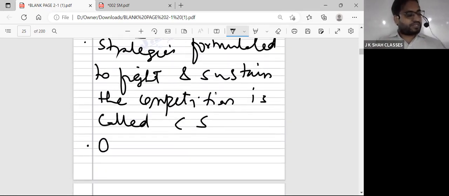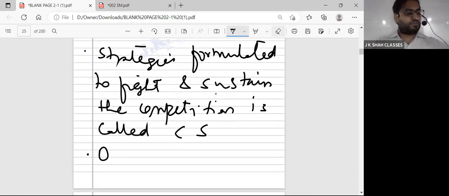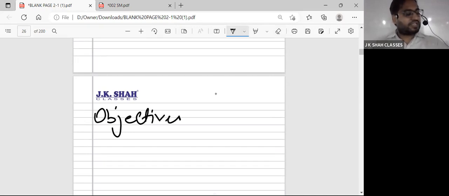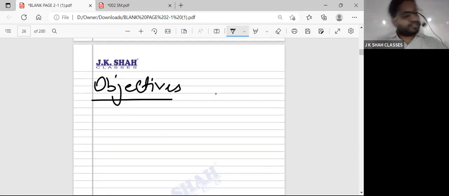What are the objectives of competitive strategy? Please help me. 3 points. Beat the competition, increase the market share, generate competitive advantage. You get 5 marks. It's done, finished. Now we'll just read whatever is there in our book to be very sure. I guess we have moves also. What moves you can undertake to achieve that objective? We'll write that also, don't worry.